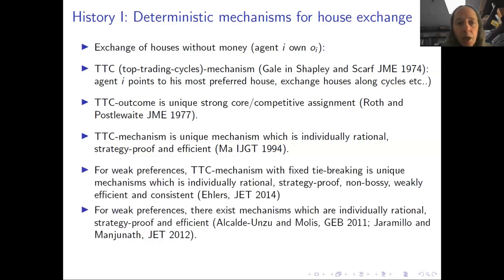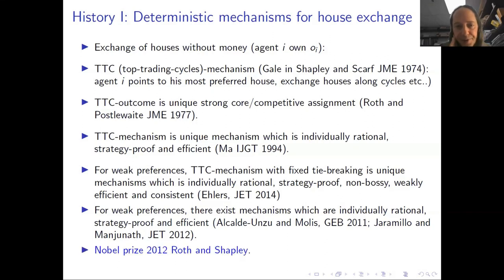And then, okay, for weak preferences, you would be indifferent between objects. You would have to do something. Okay, what could you do? You could break ties according to some fixed manner. When I worked on this, I have a paper in 2014 where I characterized TTC mechanisms with fixed tie breaking. And for weak preferences, there also exist mechanisms that are individually rational, strategy-proof.